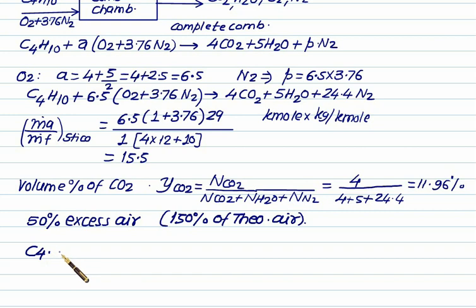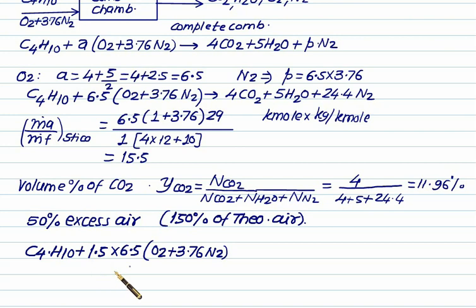Since we are using here 150%, this A fraction, or this 6.5, you have to multiply by 1.5. So we have 1.5 multiplied by A, that is 6.5, multiplied by O2 plus 3.76 times N2. The coefficient here is 1, it means that we have theoretical air. If we have 50% excess air, then this coefficient will be 1.5. And if we have 50% less air, then this coefficient will be 0.5.